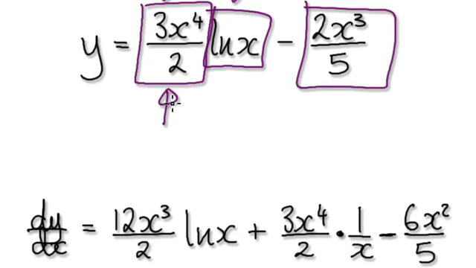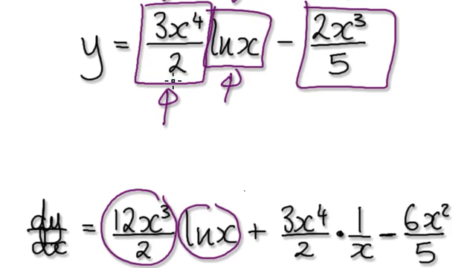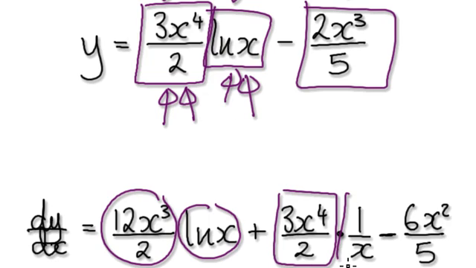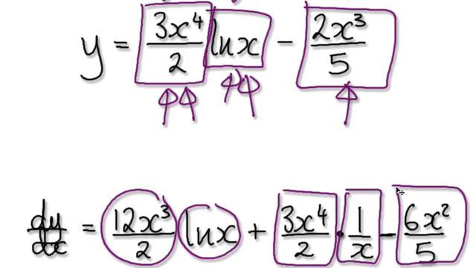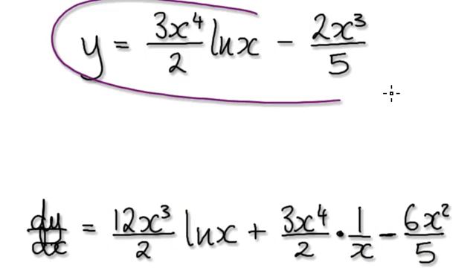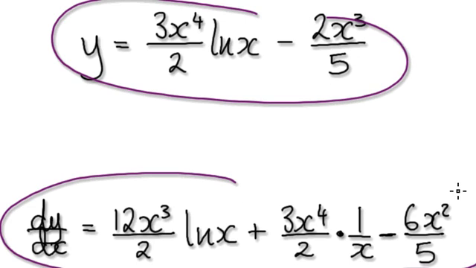So remember, differentiate this, that will then give you this. Leave this the same, that will give you this. And then the second part of the product rule is to keep this the same, which is this thing here, and then differentiate this, which is 1 over x. And then this bit here is quite straightforward. Just differentiate it, it will give you that. Okay, so from here it will then give you this.